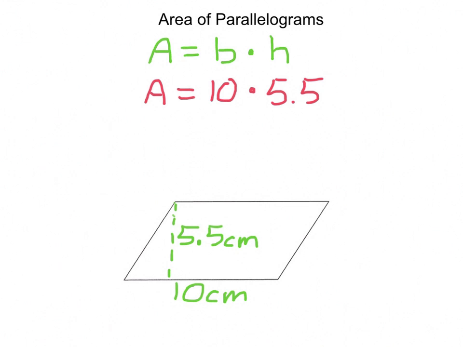Now if we remember our math skills from elementary school, anytime you multiply by 10, all that ends up doing is move your decimal to the right one space. So our area becomes 55, and once again, this is area, meaning two dimensions, so it's 55 centimeters squared, and that would be the area of this parallelogram. So I'm going to give you a couple practice problems, and we'll see how you do.